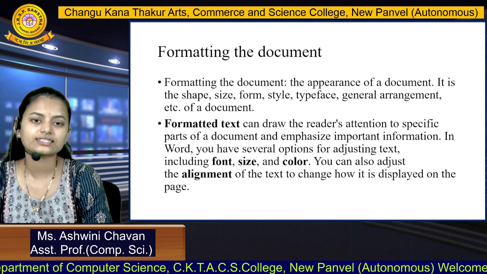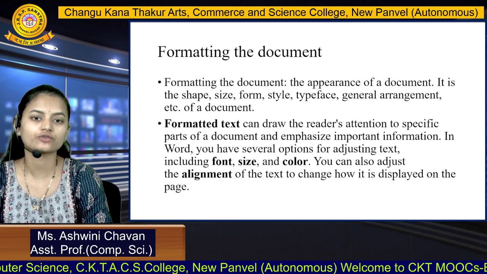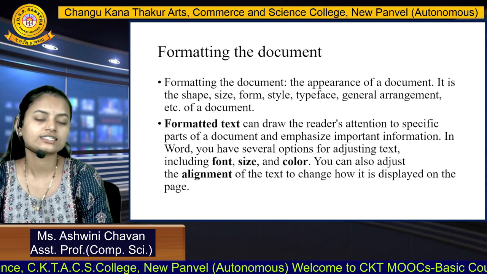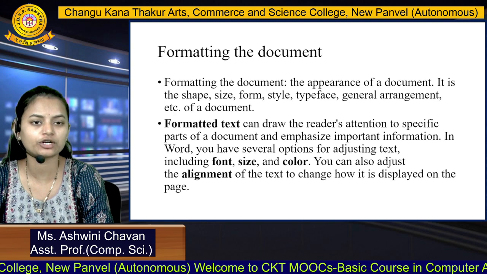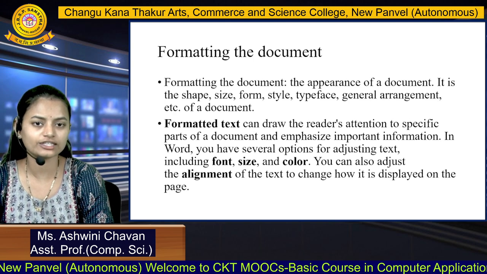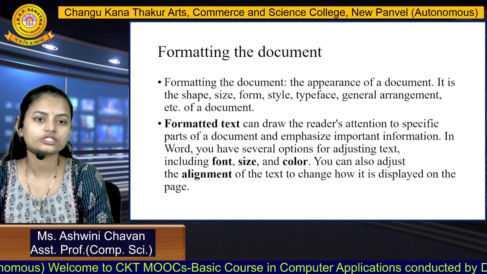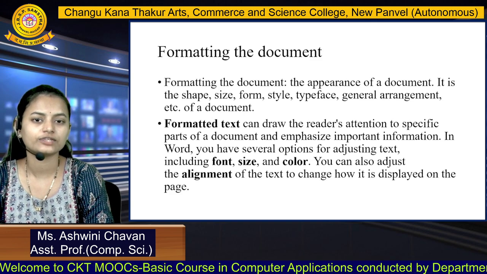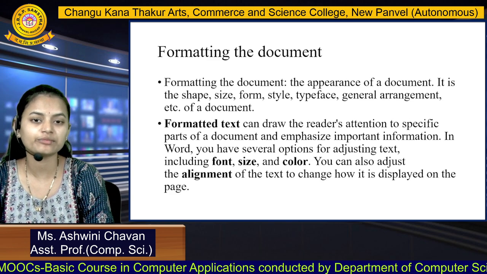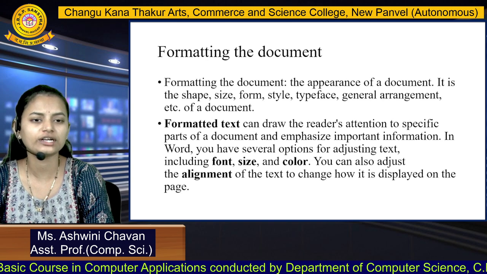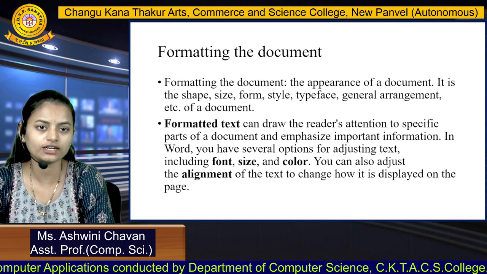So formatted text can draw the reader's attention to specific parts of the document and emphasize the important information. You just highlight what is important in that particular document, instead of reading the whole document. In Word, you have several options for adjusting the text, including the font, the size, and the color. We can also adjust the alignment of the text to change how it is displayed on the page. We can also justify the text in our document.